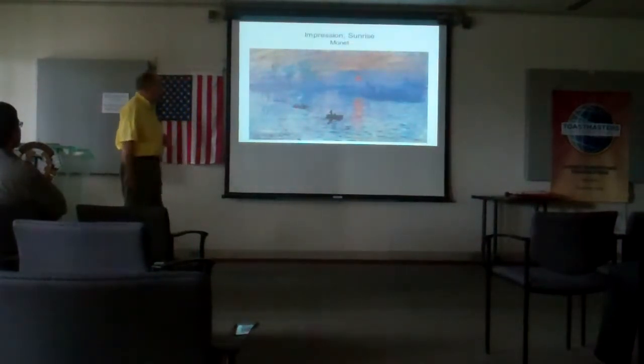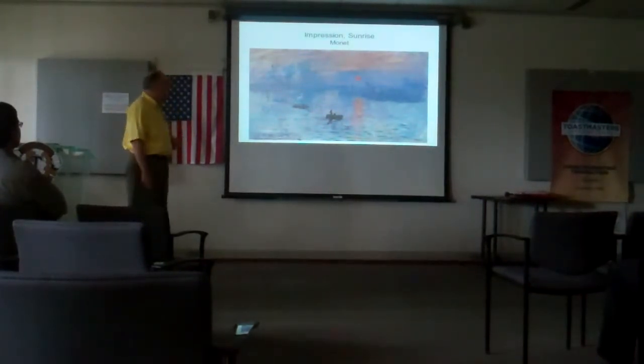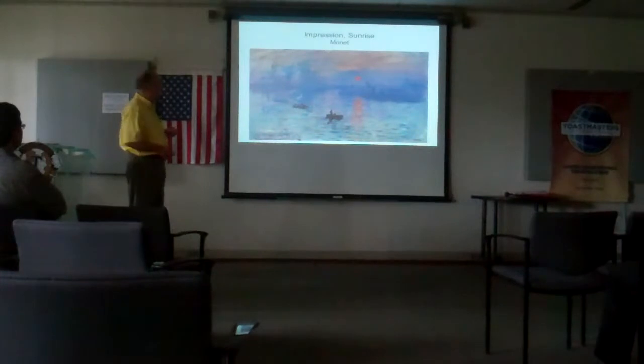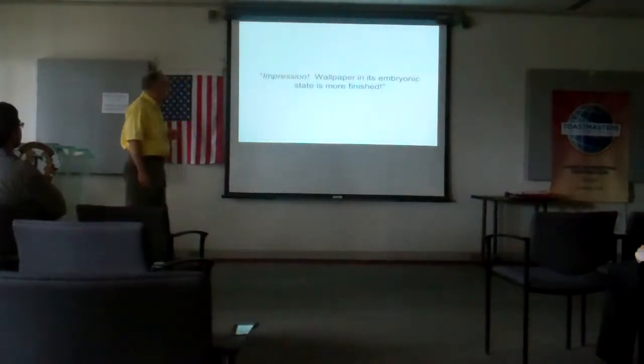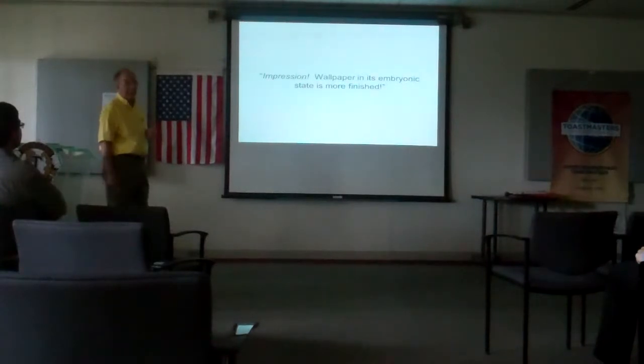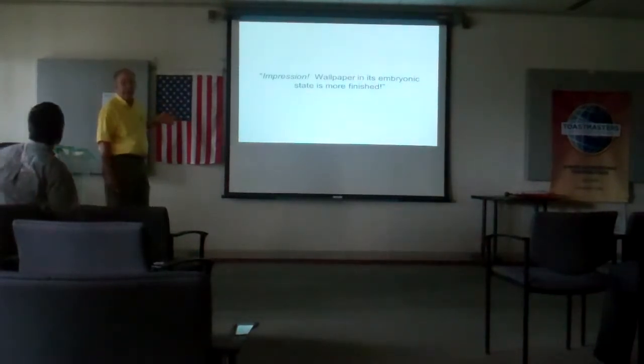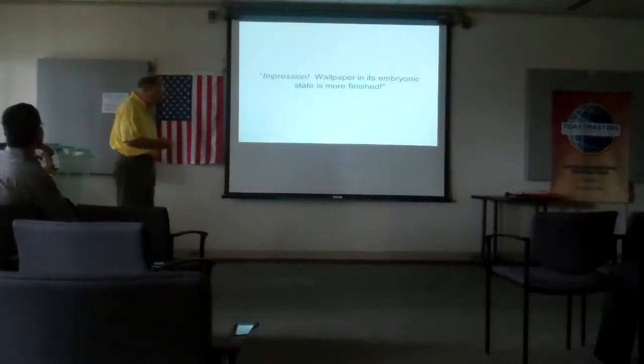Impression, Sunrise by Monet. This is one of the first Impressionist works, shown in 1874. If you look at it, you don't really see detail. You get an impression of what's going on. You have to interpret a little bit what's going on there. To me, that's fascinating. When it went on display, it did not go over well with the public. One critic said, "Wallpaper in its embryonic state is more finished." From there on, this genre got the name Impressionism. It's the origin of the name.